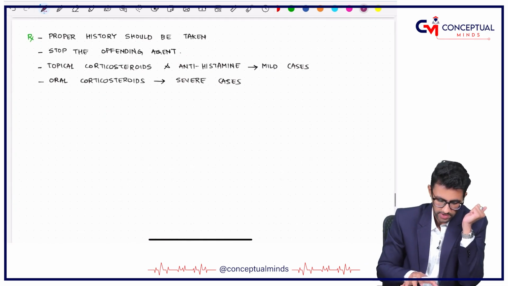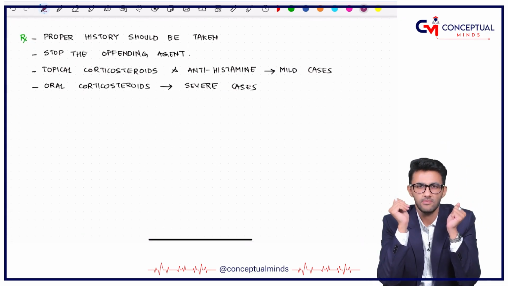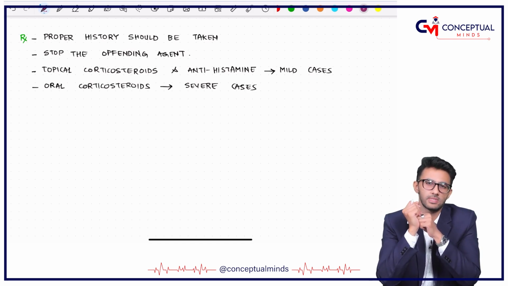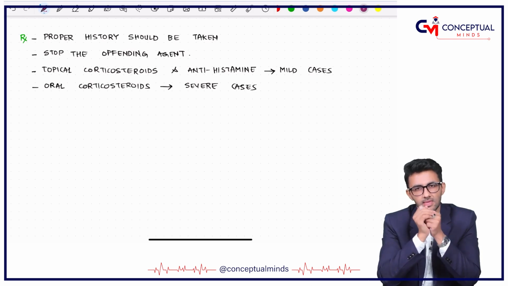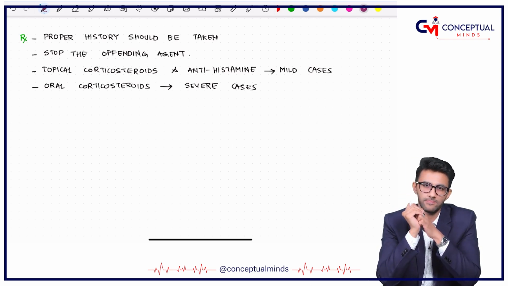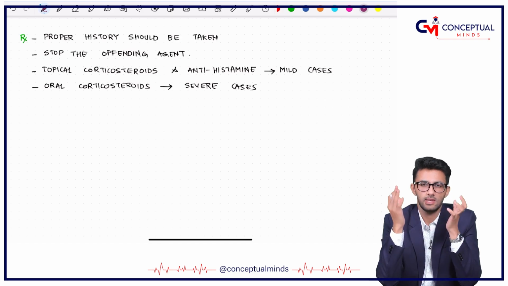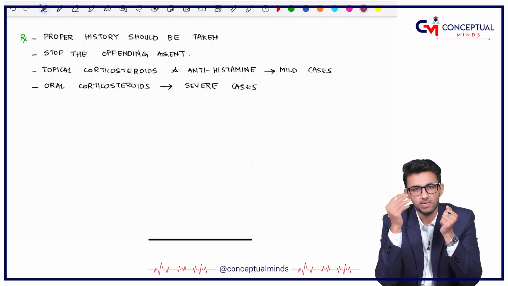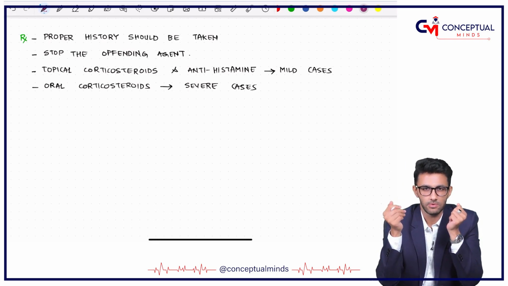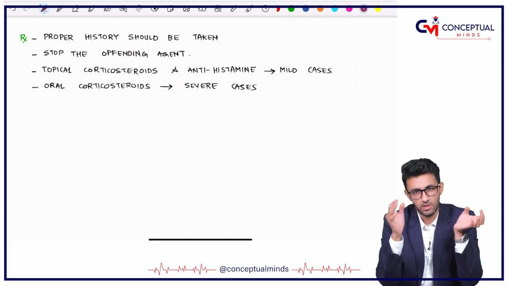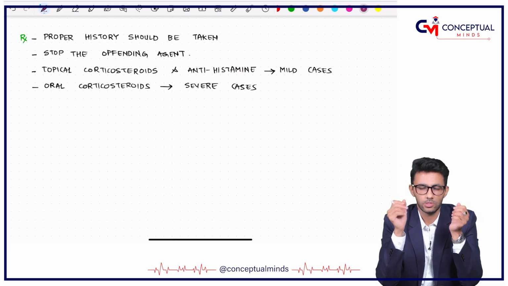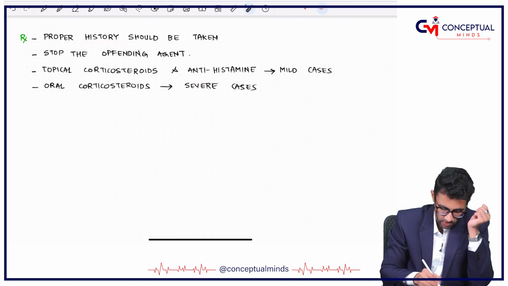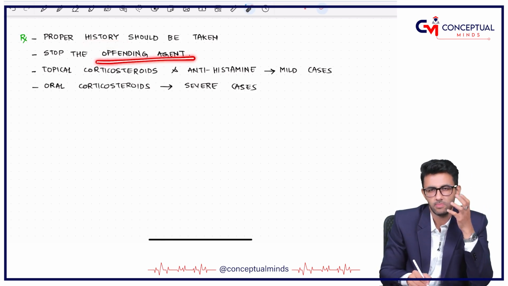For the treatment options, I guess you all know about the treatment related to hypersensitivity reactions. But the main thing is to take a proper history of the patient. Suddenly a patient comes to the OPD, so we have to ask, did this happen to you in the past, did you face some similar things? Taking history is very important. History should be taken and the offending agent should be stopped.